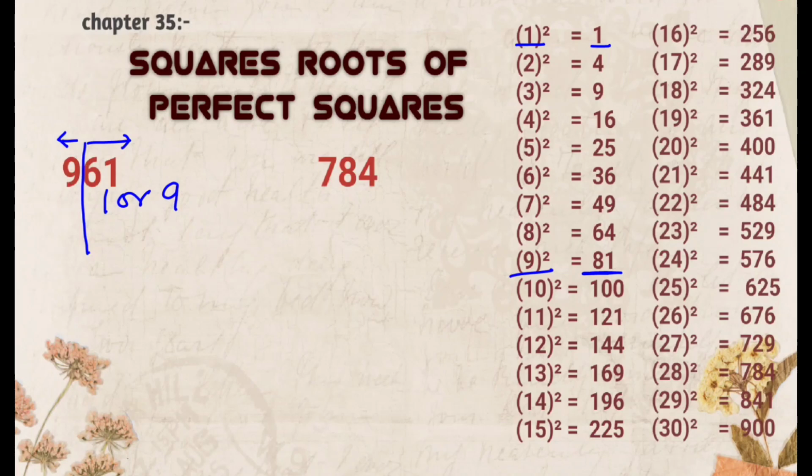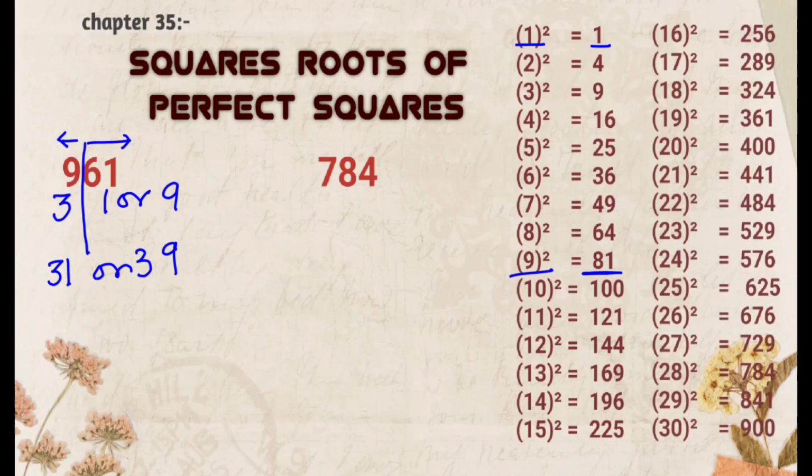Now in the first partition we have 9. As we can see, the square of 3 is 9. So we get 3 as the answer in the first partition. Now we have two answers, that is 31 or 39. But the final answer can only be 1.